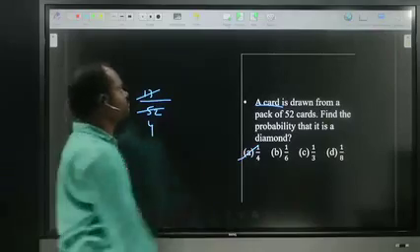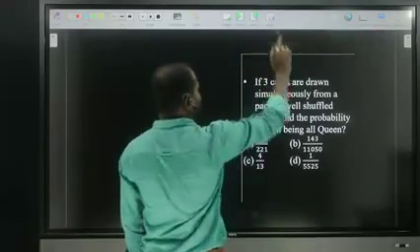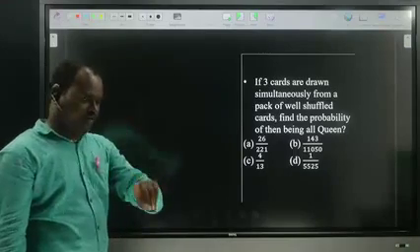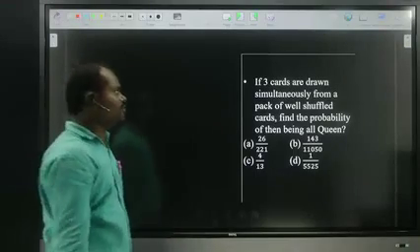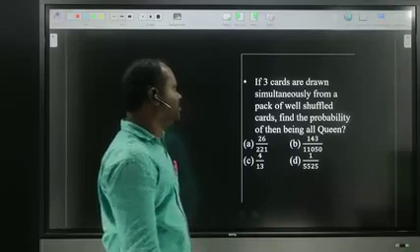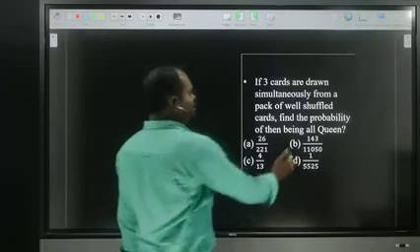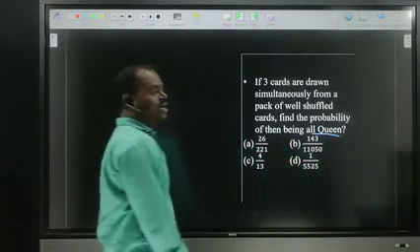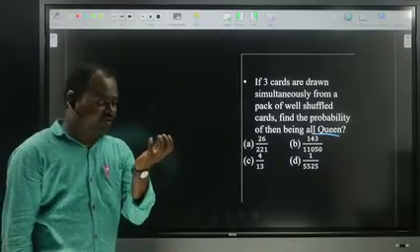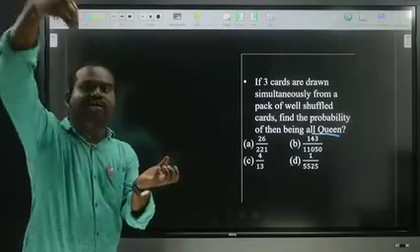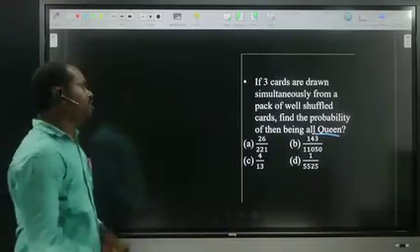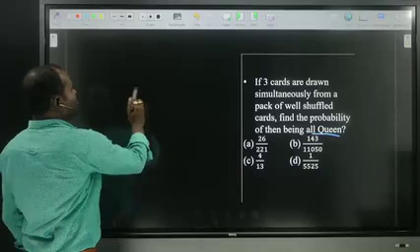Now, I showed one card, I showed two cards. Now we start taking three cards. If three cards are drawn simultaneously from a pack of well shuffled cards, find the probability that all are queens. He is selecting how many cards? Three, from a pack of 52. That three he wants as queens.